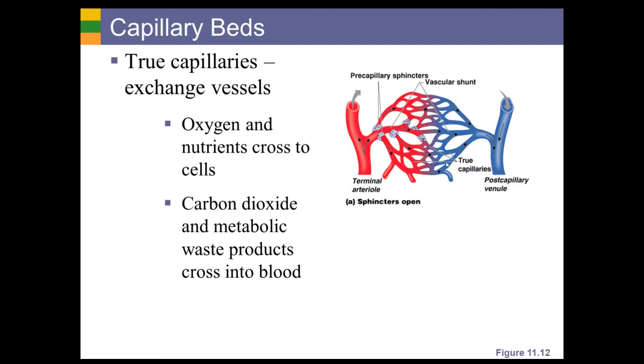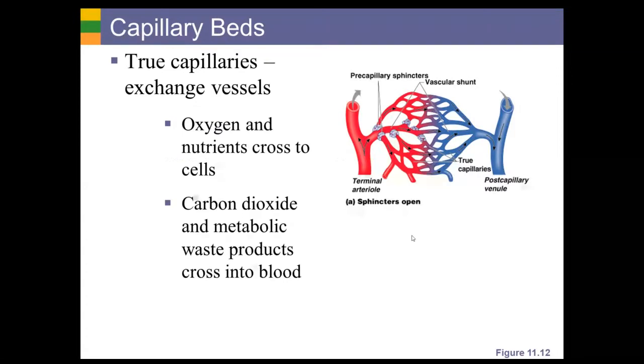Now notice that at the opening to all these small or true capillaries, we have little sphincter muscles. A sphincter muscle is nothing more than a circular muscle, like the muscle around your mouth or your eye, allowing you to squint and whistle, right? When these sphincter muscles are relaxed, we get blood flow through these true capillaries. When you're running, this would be the situation with the capillaries in the muscles of your legs.